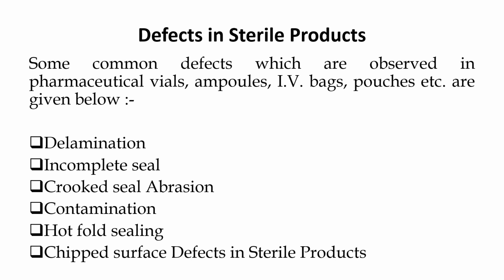Next, we are going to discuss the defects in sterile products. Some common defects observed in pharmaceutical vials, ampoules, intravenous bags, pouches, etc. are delamination, incomplete seal, crooked seal, abrasion, contamination, hot fold sealing, and chipped surface defects in sterile products. So you can understand sterile products should have the best packing. Why? Any sort of contamination will directly enter the intravenous system, so it is not acceptable at all.